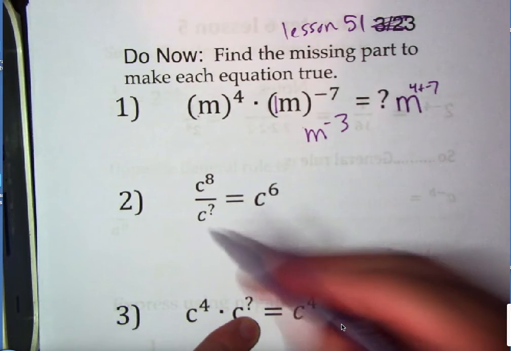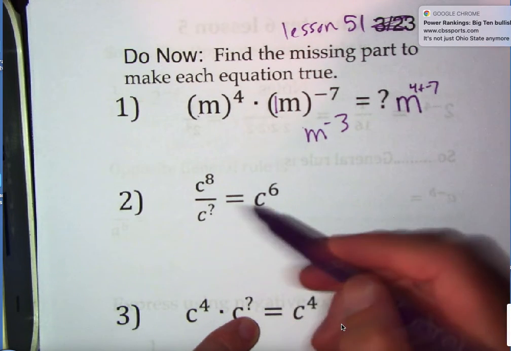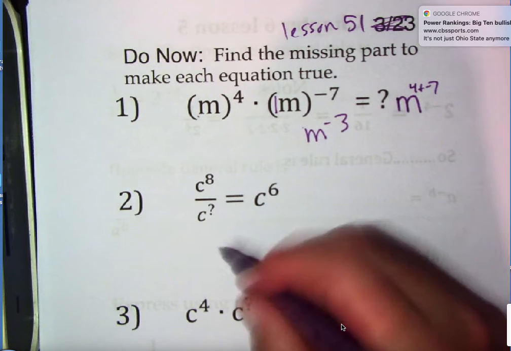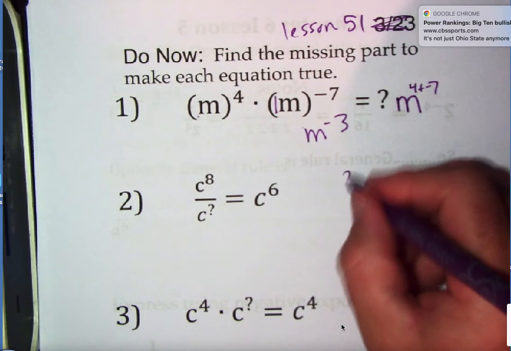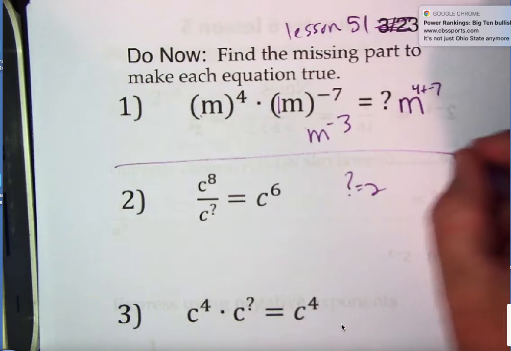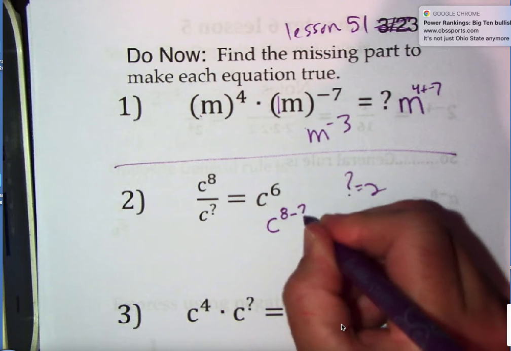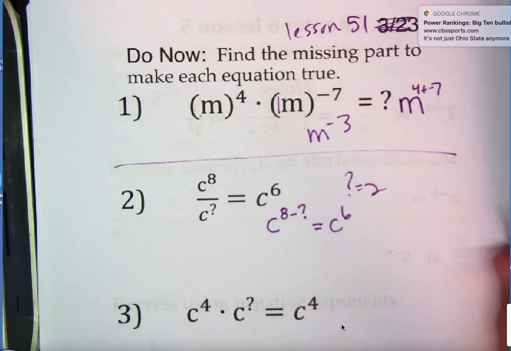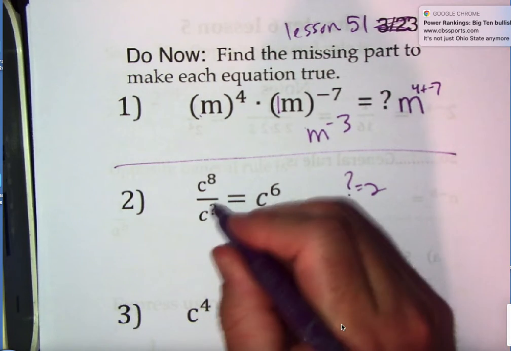Awesome. Number 2, we have c to the eighth over c to the something equals c to the sixth. So what's the question mark here, right? And a student said 2, and I'll say, yeah, how did you get that the question mark equals 2 for number 2? And they said, because you have to do 8 minus the question mark equals c to the 6. So it has to be 2, because 8 minus 2 is 6, so 2.